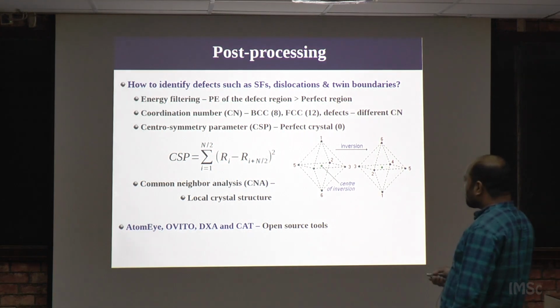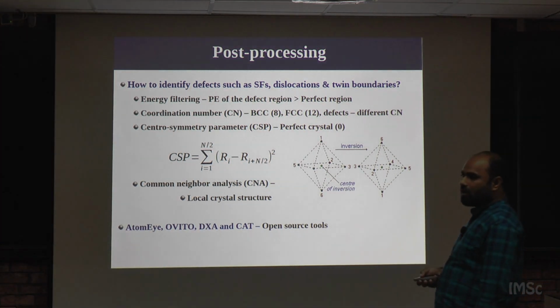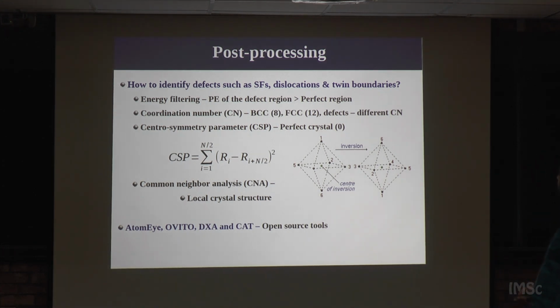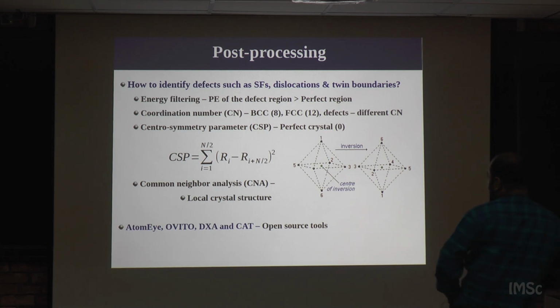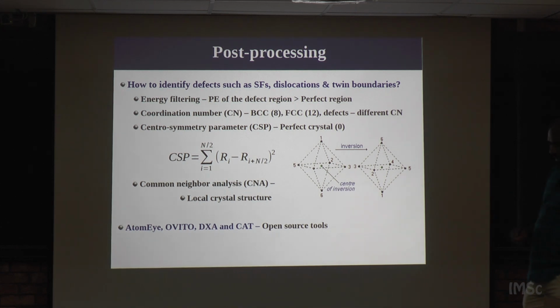Once you have done the simulations, the system undergoes a deformation, and in order to see how the defects evolve in the system, you have to filter the atoms. You can use energy filtering, where the potential energy of the defect region is higher than the perfect region. The other parameter is the coordination number, where surfaces and dislocations have a different coordination than the perfect atoms. You can also use the centrosymmetry parameter, which is basically how the atoms deviate from the center of inversion. Using these parameters we have filtered the defects during the deformation.